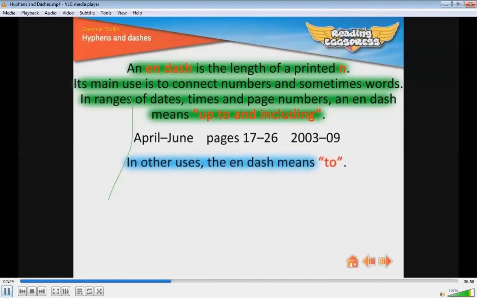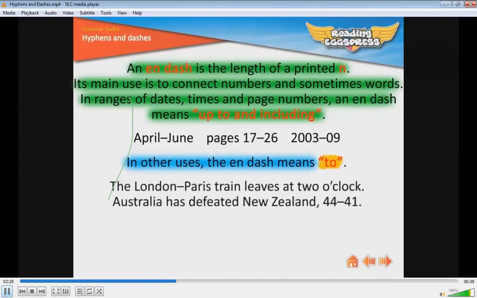In other uses, the N dash means to. The London-Paris train leaves at 2 o'clock means the London to Paris train. The idea of the other meaning for the N dash is to: London to Paris. Australia has defeated New Zealand 44-41.